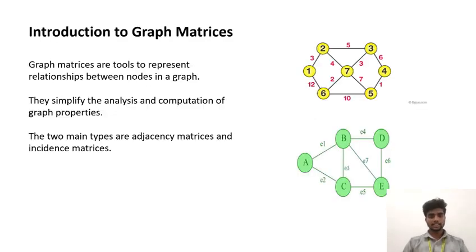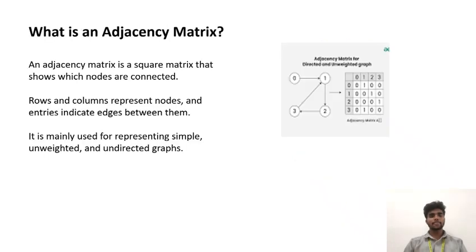Introduction to graph matrices. Graph matrices are tools to represent relationships between nodes in a graph. They simplify the analysis and computation of graph properties. The main two types are adjacency matrices and incidence matrices. What is an adjacency matrix?